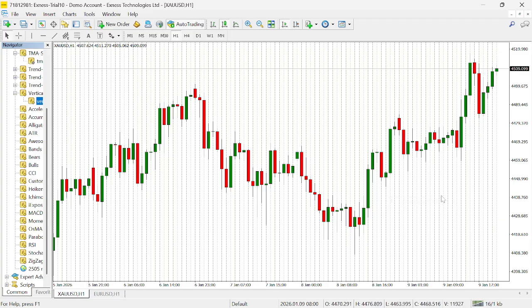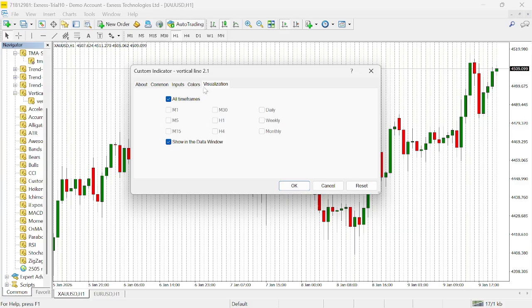You can already see how it looks on the chart. The indicator displays vertical lines at specified times, creating visual separators that mark important time-based events. Each vertical bar can be color-coded or labeled to distinguish between different sessions or time periods, improving chart organization and timing awareness. You can see this in the settings.